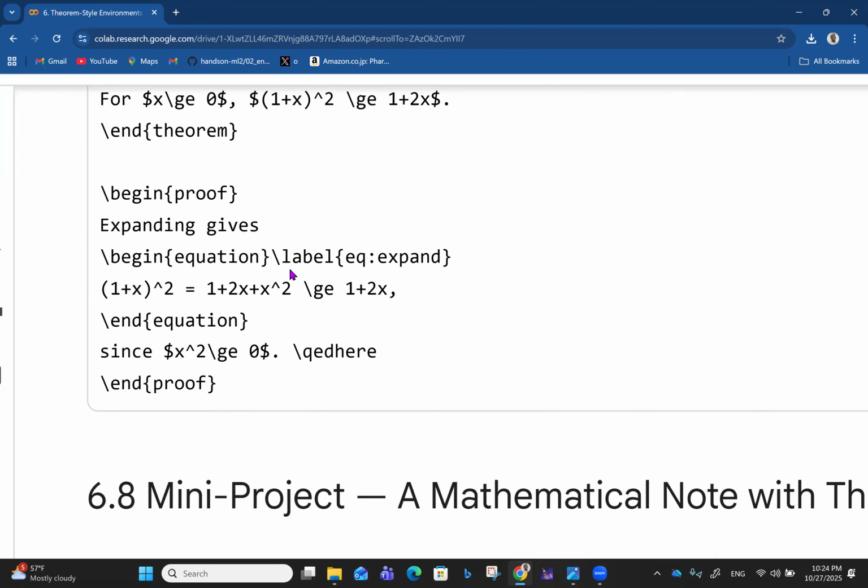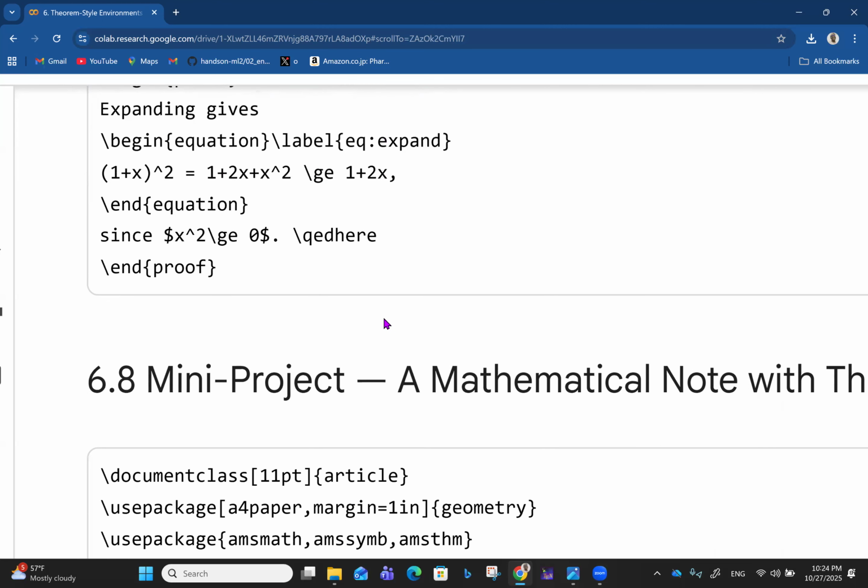So x squared, no matter how small x is, it is something more than 1 plus. So this whole expression is going to be a bit bigger than 1 plus 2x, right? So since x squared is always greater than 0, then the proof ends. So that's just a simple proof to that thing.